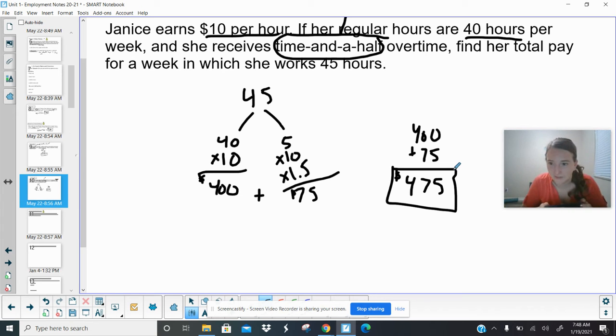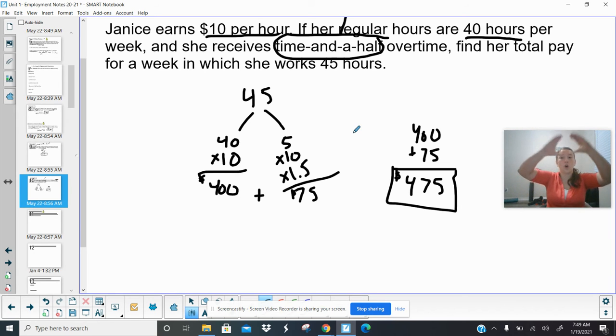Because taxes still have to come out of this. But you're still going to be making more money than usual, even if taxes are coming out. So this process works this way every single time for overtime, for time and a half.